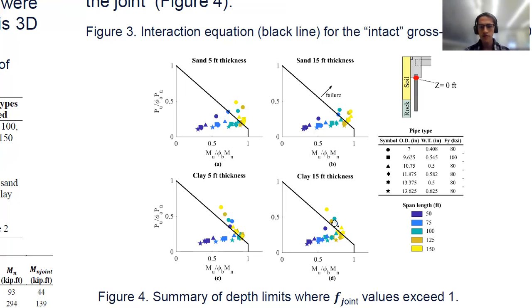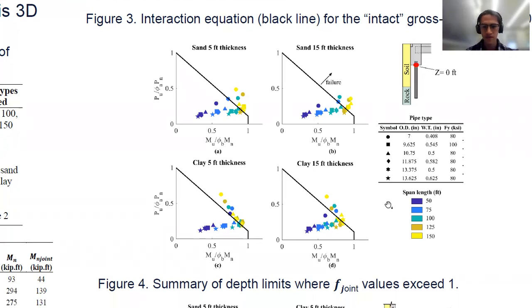If we consider all the data points, we may note that most of the points that are outside of the diagram belong to the span length of 150 feet. So we can establish a practical limit here of about 125 feet or 100 feet, depending on our soil conditions and the pile size we are talking about. Now, that's for the intact gross section.